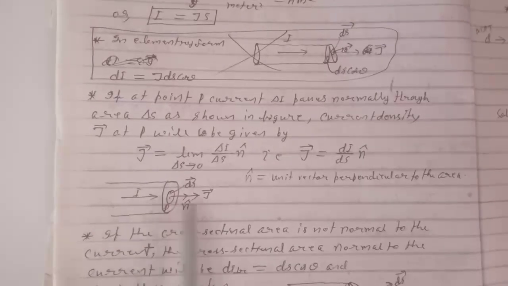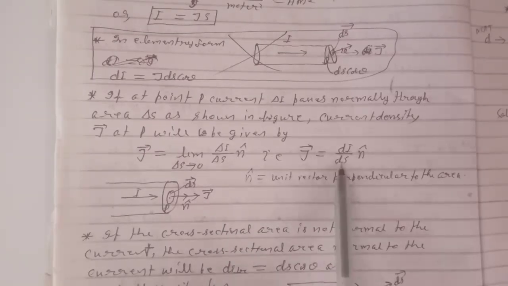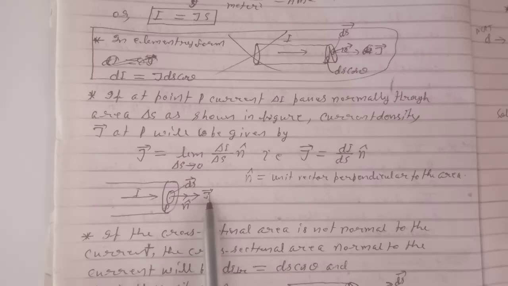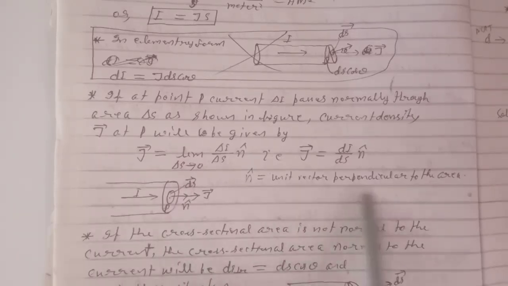Here it is shown current is flowing in this direction, and this is the cross sectional area. We have taken an elementary cross section dS vector. So the current density at this part will be limit delta S tends to 0 of delta I by delta S into n cap, and J vector equal to dI by dS into n cap. That is, the direction of J vector is along the direction of dS vector. n cap is the unit vector perpendicular to the area.